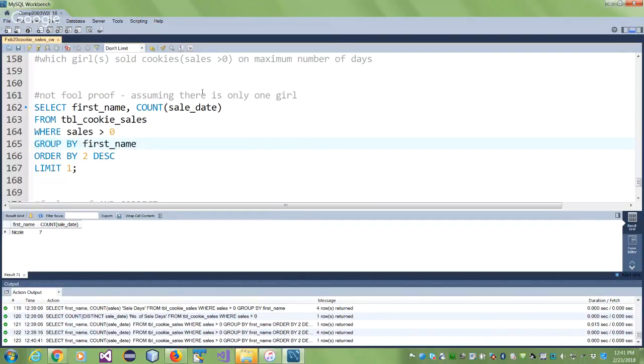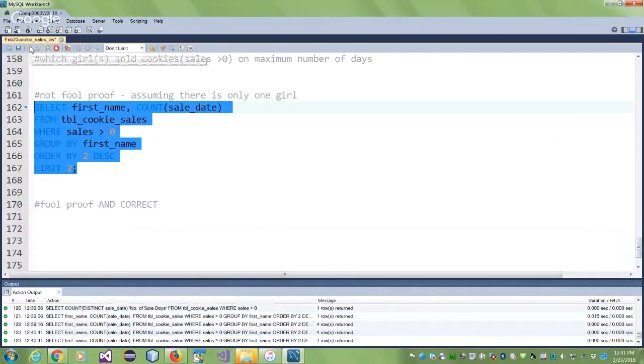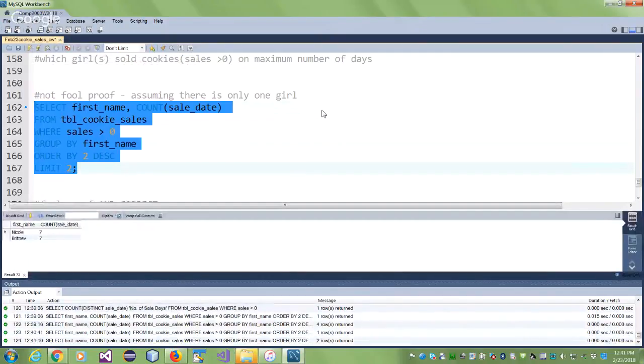There are 2 girls. You'll say, oh, why don't you just say limit 2? But who knows how many of them there are? What if there were 3 or 4 or 5? I have no clue. I can't keep doing this manually. The whole purpose of writing code is that you don't have to do it manually, right?